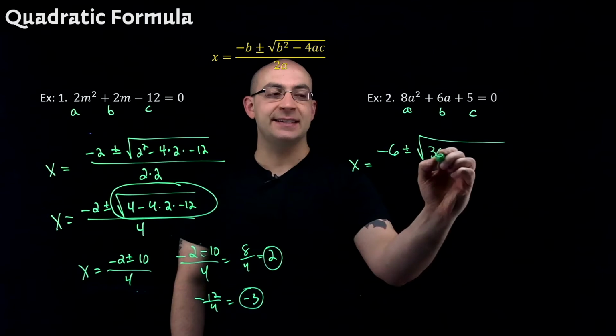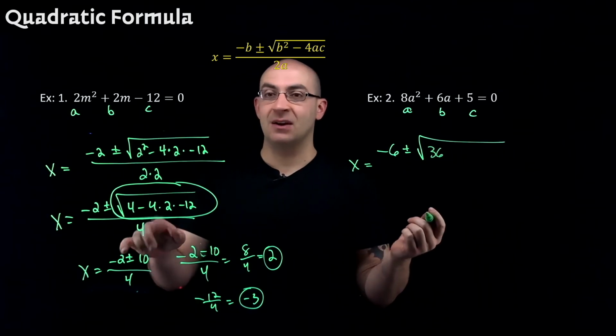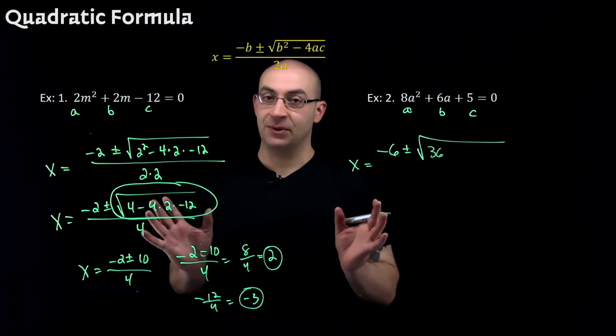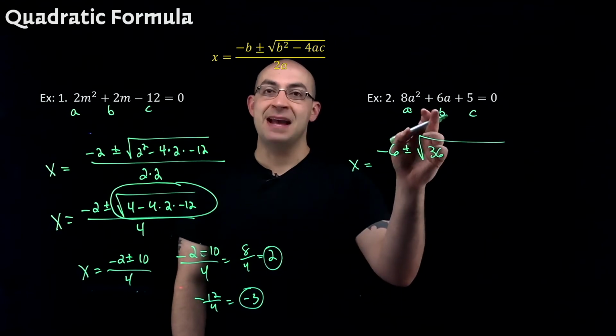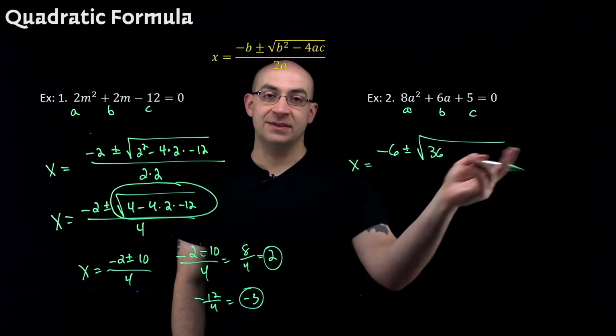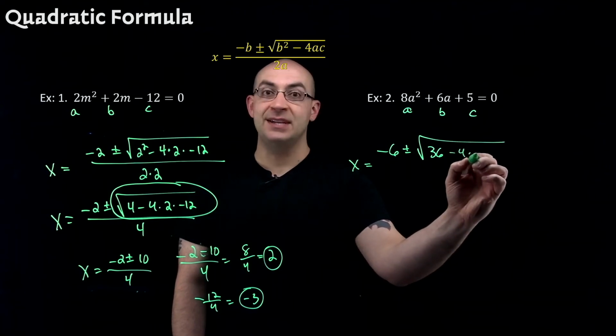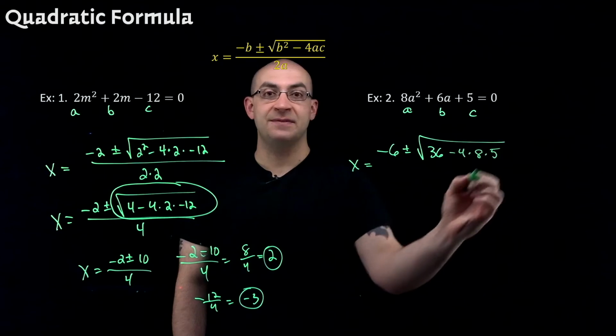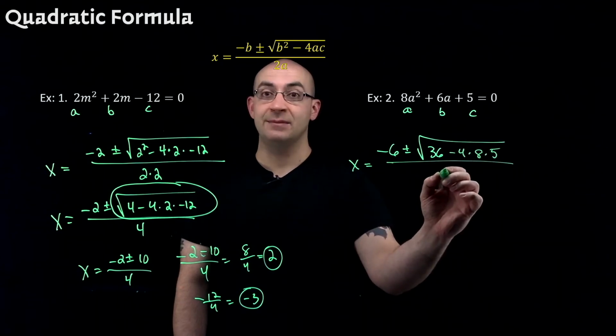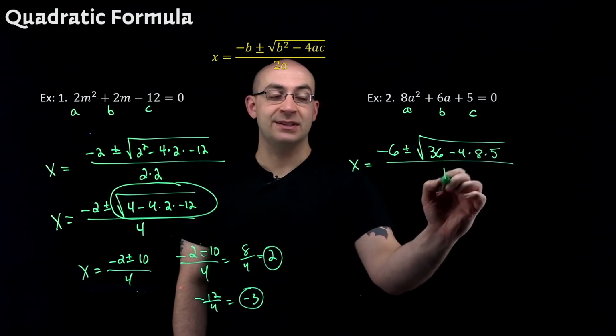6 squared is 36. You really don't want to put the square in the calculator because if you put a negative in, it is going to throw you off a little bit, right? So it may be beneficial to do that square in your head or off to the side. We know that 6 times 6 is 36, minus 4 times a, which is 8, times c, which is 5. And that's going to be all over 2 times a, which is going to be 2 times 8, or 16.